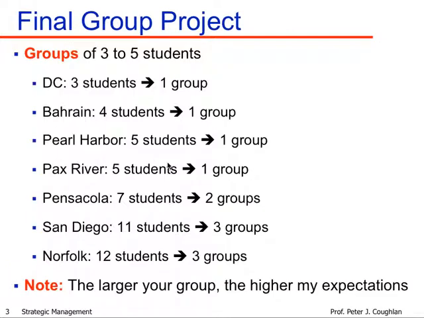The idea is that I'd like the groups to be about 3 to 5 students. I've given guidelines based on what the count was at some point in each location, of the number of groups from each location. I'd like you to form your own groups and let me know who's in each group. I have been willing to have bigger than 5 students, and fewer than 3 students, though I would discourage that.